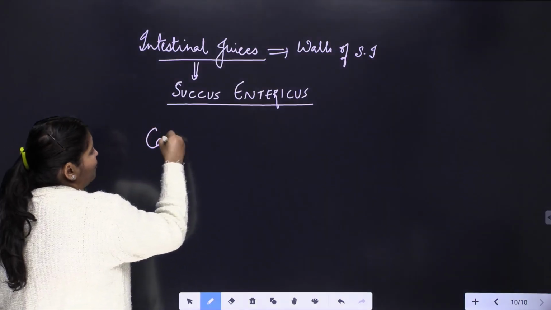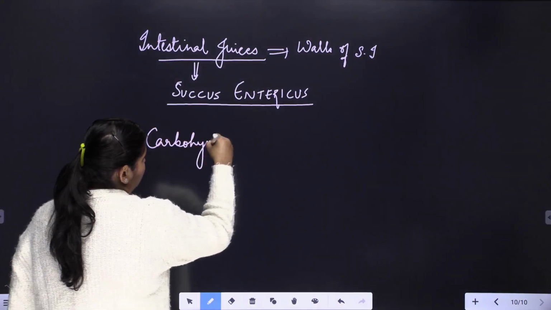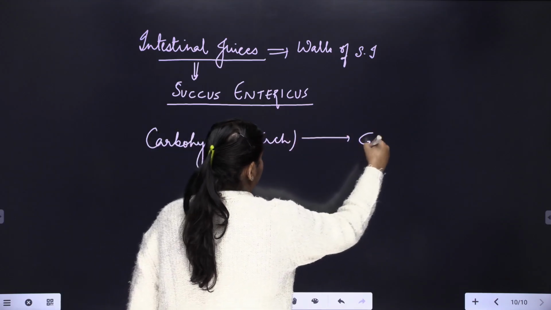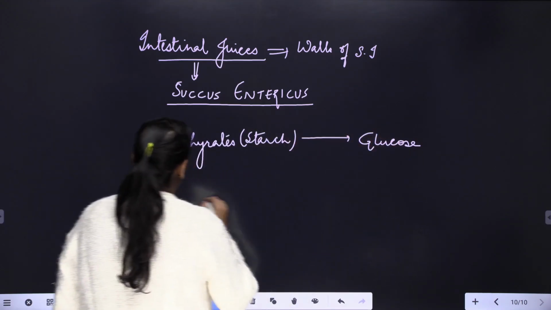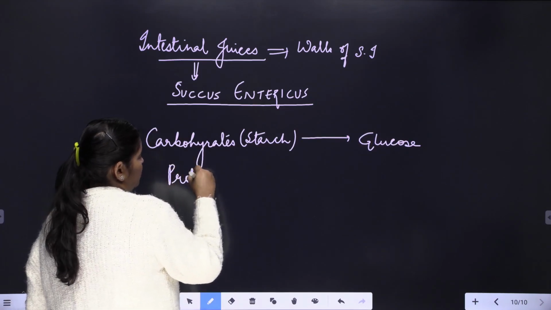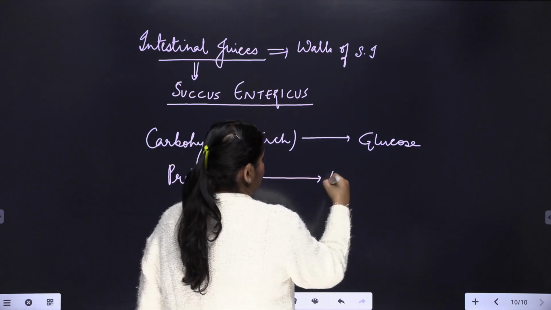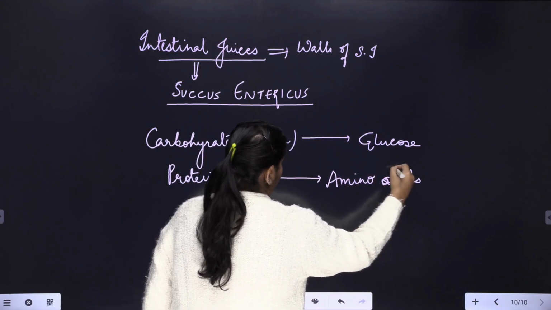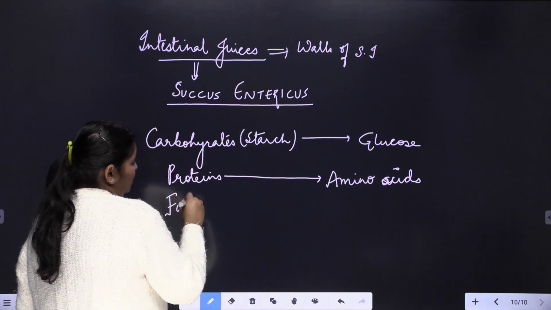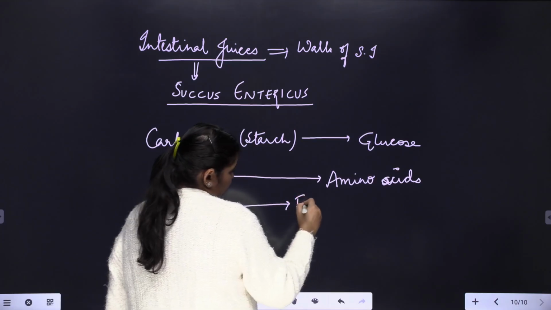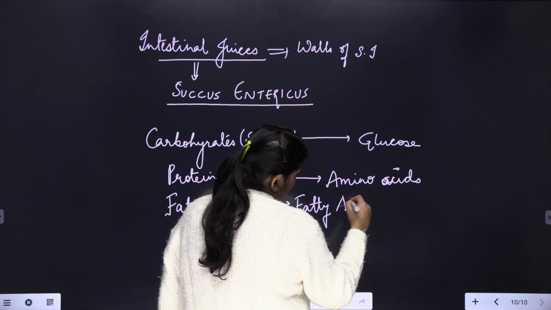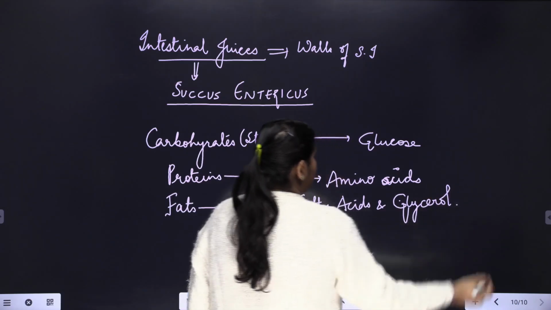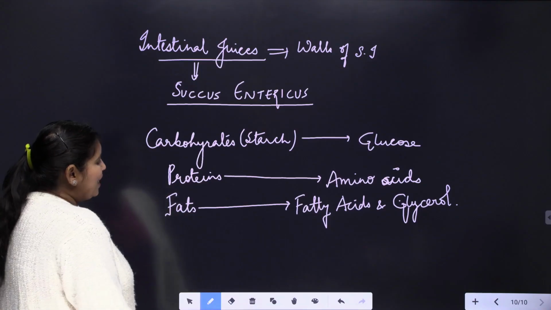So finally we have carbohydrates. The complex that we eat usually is the starch, changing into glucose and fructose also. Then proteins change to amino acids, that is the simplest form now, and fats changing into fatty acids and glycerol. So the process of digestion will complete in the duodenum.